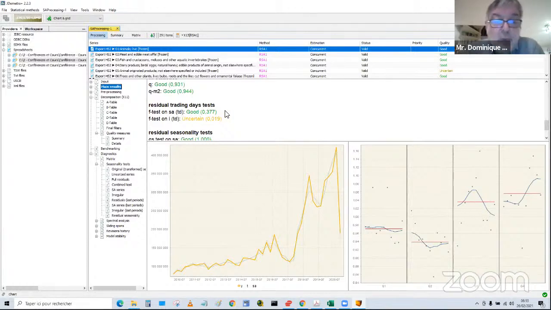So for me, I would say, okay, I'm not very happy with the adjustment, but it's not bad. So I would accept it, even if it's not easy, okay? I would accept it. I will probably have a look at the trading day coefficient, but we will see that next week with the monthly data, okay? Do you have any question on what I did? And after I will use another example.